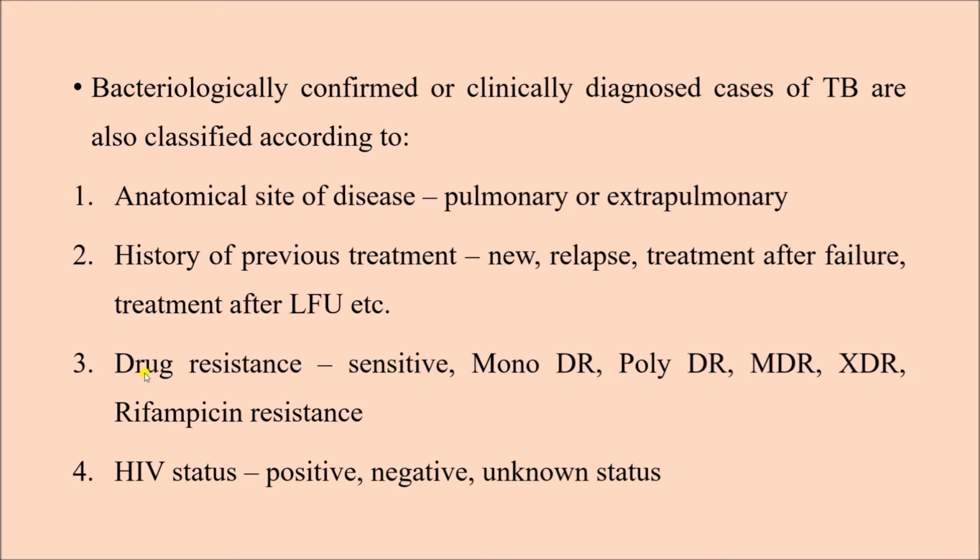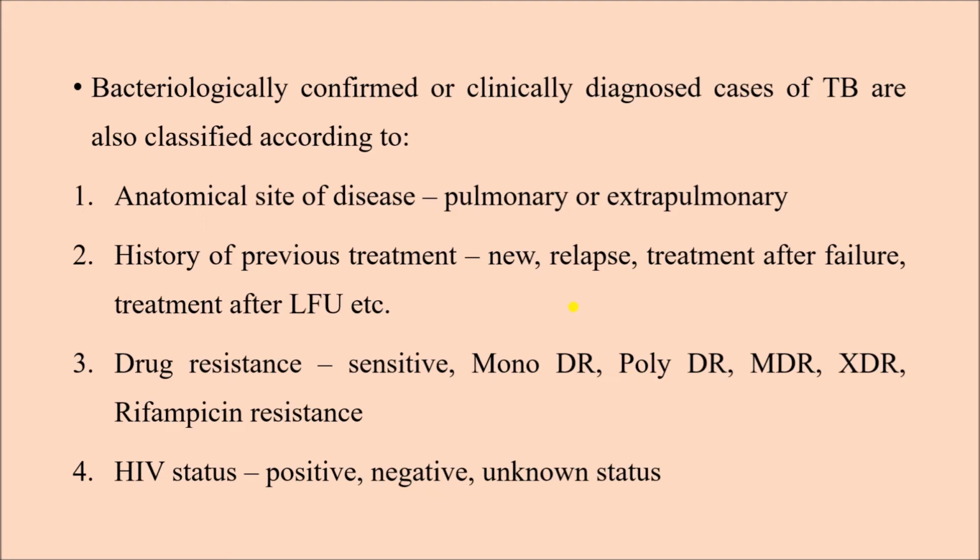Now, classification based on drug resistance. So the bacteria can be drug sensitive, so first line drugs should work on this bacteria. There can be monodrug resistance, so any one first line drug is resistant. Polydrug resistance is when 2 or more than 2 drugs are resistant. But even if there are 2 or more drugs resistant, isoniazid and rifampicin together cannot be resistant.